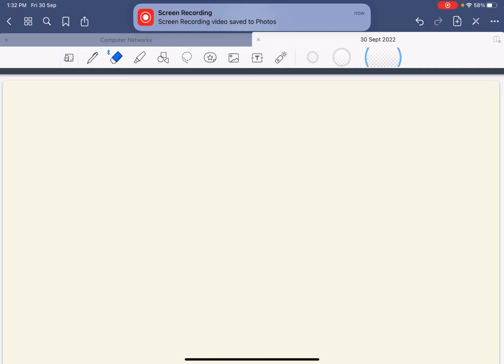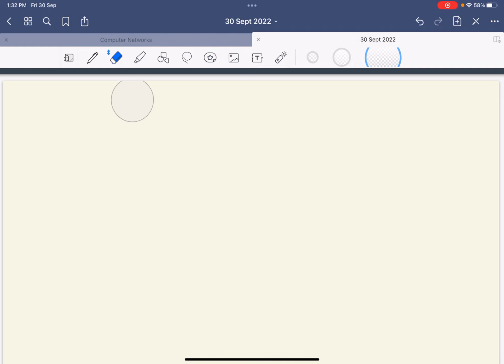Let's say n is given as 5 and k is given as 3.